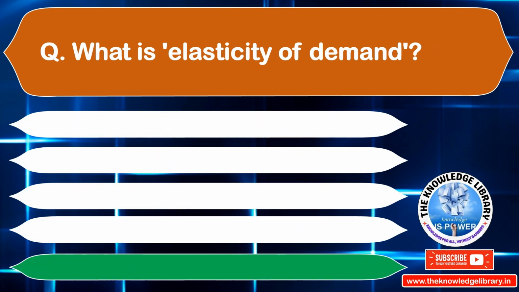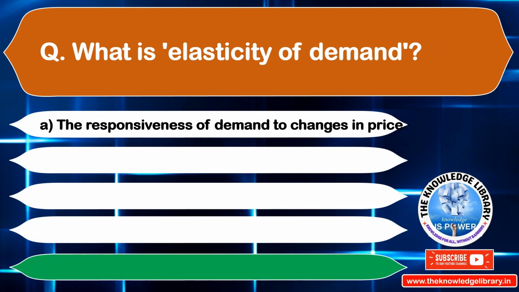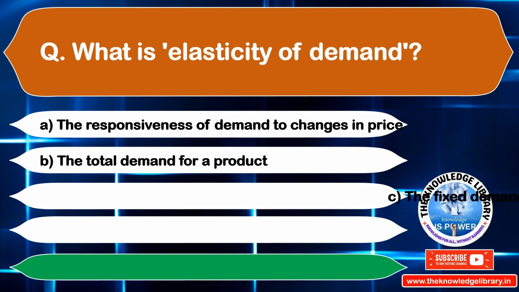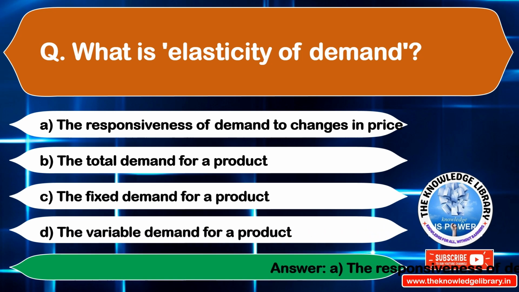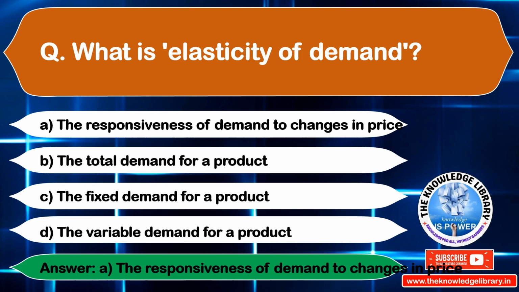What is elasticity of demand? Option A, the responsiveness of demand to changes in price. Option B, the total demand for a product. Option C, the fixed demand for a product. Option D, the variable demand for a product. The correct answer is option A, the responsiveness of demand to changes in price. Moving to the next question.